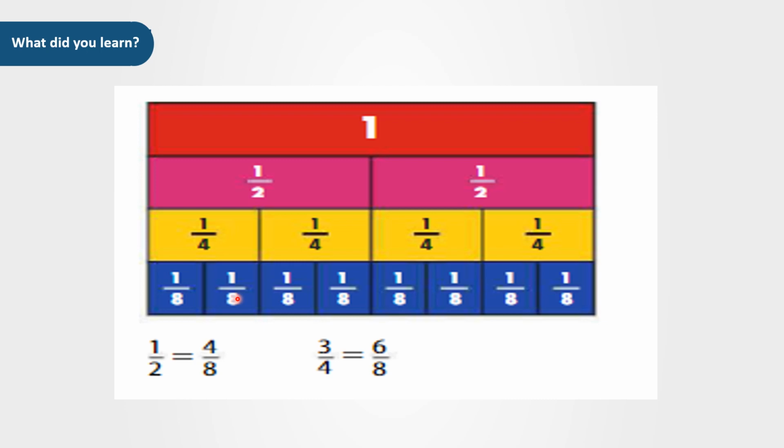Now, let me make it simple for you. When you are asked to write the equivalent fraction, what you have to do is so simple. Like 3 over 4. Numerator is 3, make it double. 3 plus 3 is 6. Denominator is 4, make it double. 4 plus 4, 8. This is your equivalent fraction.